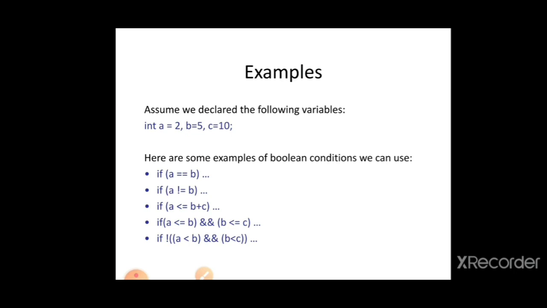Examples: int A is equal to 2, B is equal to 5, C is equal to 5. Here assume we declare the following variables. Integer is the statement, and A, B, C are the variables. I have declared these variables as integer type. Here are some examples of Boolean conditions: A equal to B, where A's value should match B's value, A not equal to B, and A less than or equal to B plus C. So like that you can create your own logical combinations of variable and constant expressions and check them with your values.